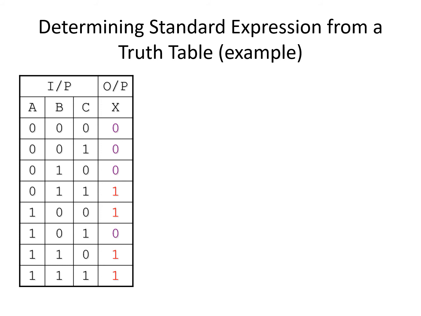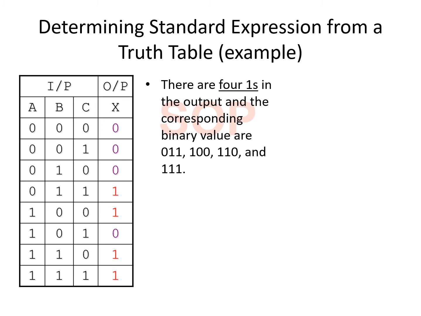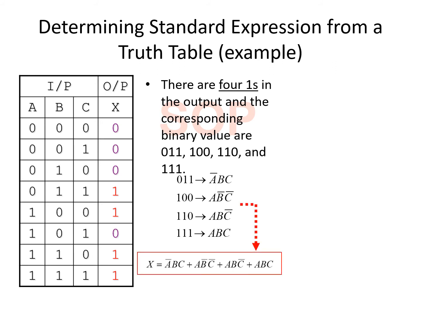Next, determining the standard expression from the truth table. So this is an example. We can have the SOP as well as the POS. First they have gone with the SOP. We can see that the input and output are given. Look at wherever those ones are occurring. Get the binary values which result in that 1. So the input binary value 0 1 1 results in a 1, so its equivalent product term is A bar B C. 1 0 0 is A B bar C bar, 1 1 0 is A B C bar, and 1 1 1 is A B C.